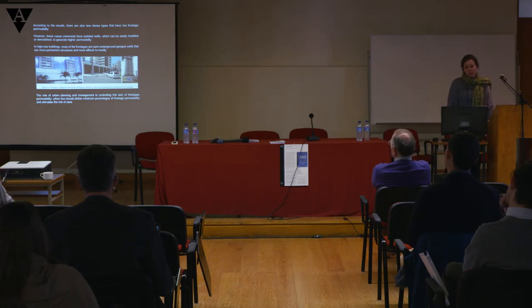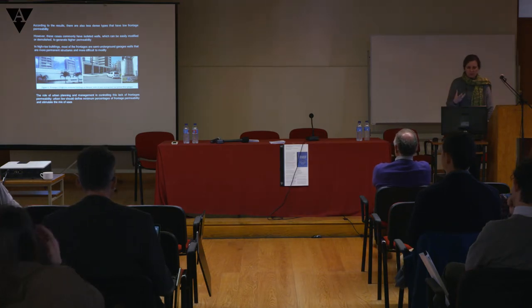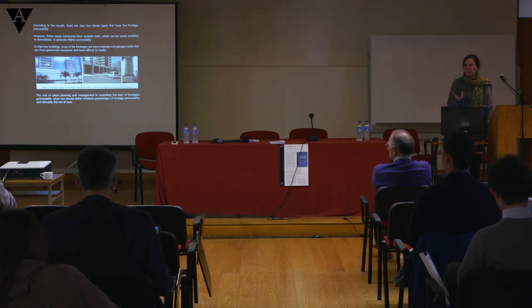According to the results, there are also less dense types that have low frontage permeability. And this is about our urban problems. The fear of urban violence is very present in our cities. However, this case commonly has isolated walls, which can be easily modified or demolished to generate higher permeability. But in high-rise buildings, most of the frontage are semi-underground garage walls, as you can see in these photos. And they are more permanent structures and more difficult to modify. So this is a bigger problem.